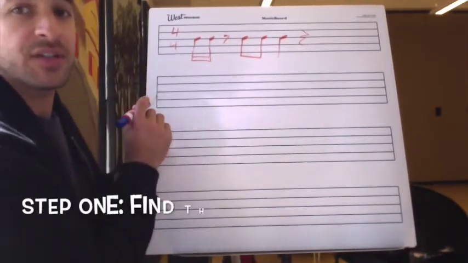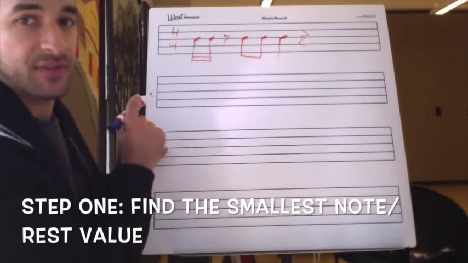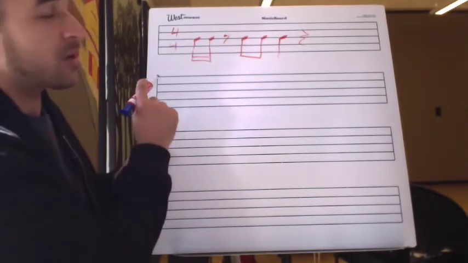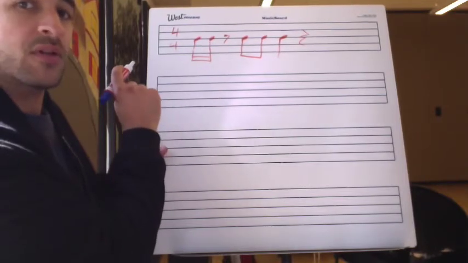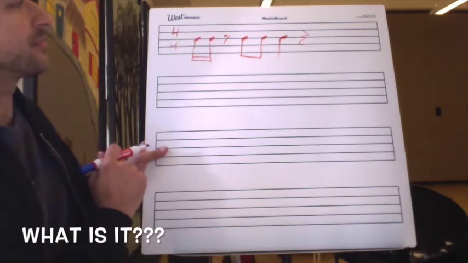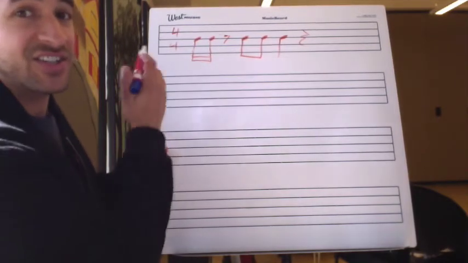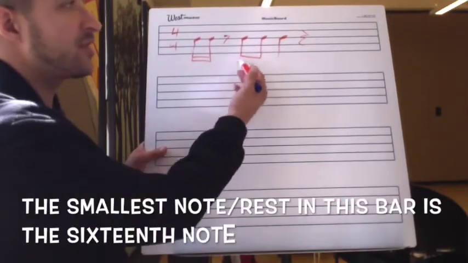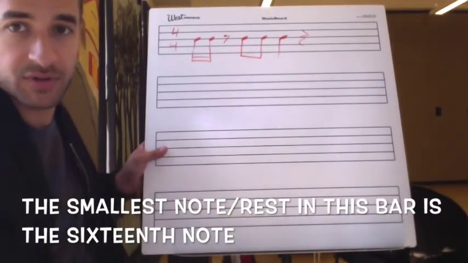Find the smallest note or rest value. So in this case, let's take a look and figure out what the smallest note or rest value is. That's right, it's the 16th notes. Those are the smallest things there. They're smaller than the 8th notes, they're smaller than the quarter note and the quarter rest.